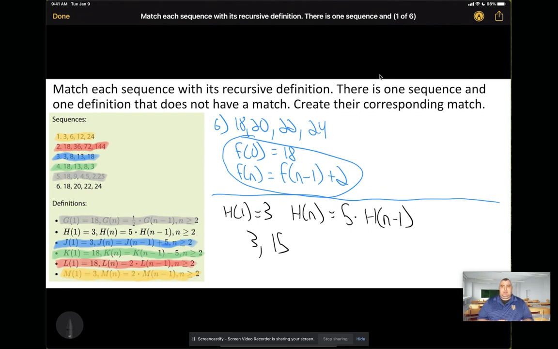You may need to go to a calculator now, so I'm going to use the one on my phone. To get the third term, I take 15 and multiply that by 5, and I get 75. We're going to do one more term since they did 4 terms each up here. To get the fourth term, I take the third term, 75, and multiply that by 5, and I get 375.